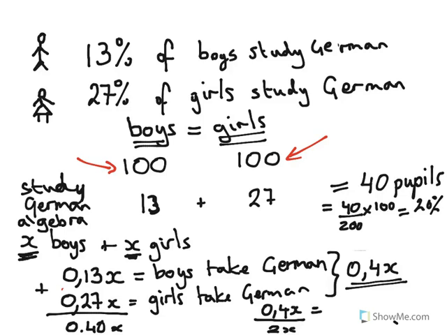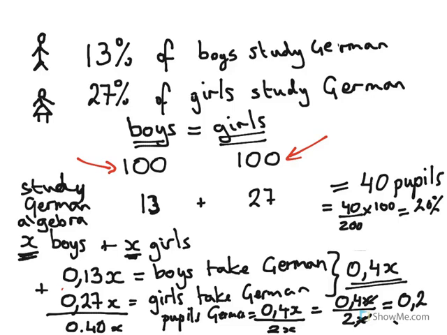So what we get then is this 0.4x divided by 2x. What is any number divided by itself? Well, 2 divided by 2 is 1, 4 divided by 4 is 1. Any number divided by itself is always 1. So x divided by x must also equal 1. So we get the decimal number for the pupils who take German: 0.4x divided by 2x, which we can simplify to 0.4 divided by 2, and 0.4 divided by 2 is 0.2.